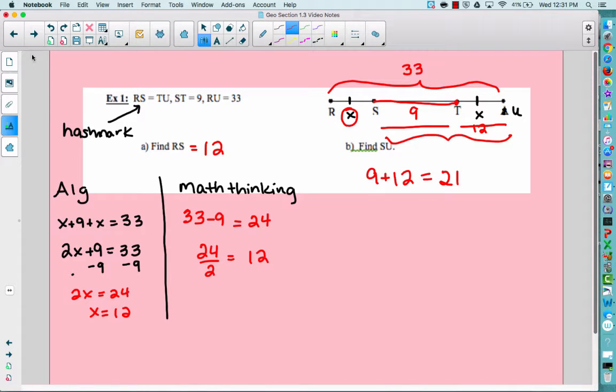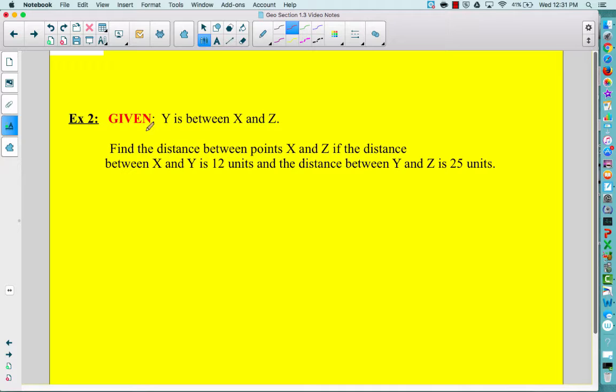All right, let's try another one. Given. Now notice the word given here. I'm telling you that Y is between X and Z. So I'm actually going to draw a picture. Anytime you are given some information and it relates to a segment or any diagram and we don't have one, I want you to draw the diagram. So I know Y is somewhere between X and Z, not necessarily in the middle.